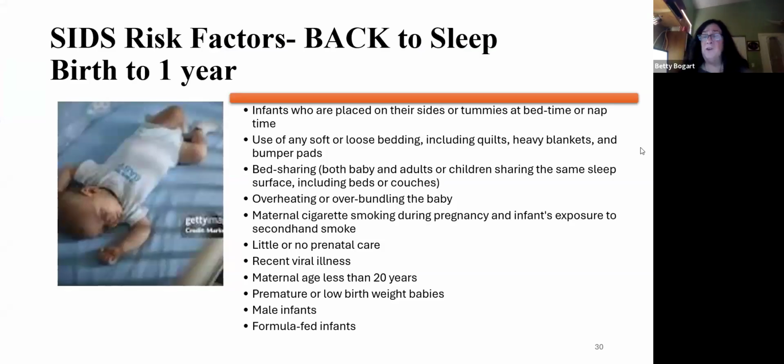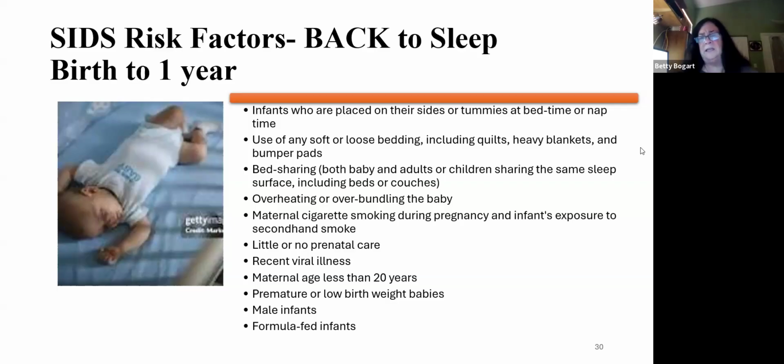SIDS death, the first year of life, from birth to 1 year old. Babies who are placed on their abdomens or sides are at higher risk. Any loose bedding, those cute little bumper pads that I used to have for my kids. Nope, because they were hanging themselves on it. They even made the bed rails smaller in between because kids' heads were going out and they were falling between them and literally hanging with the rails on the beds. No bed sharing. I've seen a man turn over and suffocate his baby. So no bed sharing, and don't overheat them.